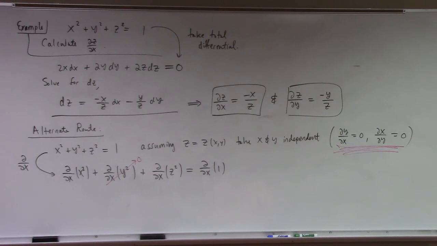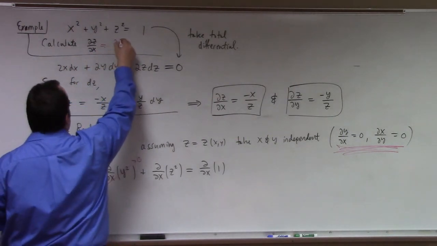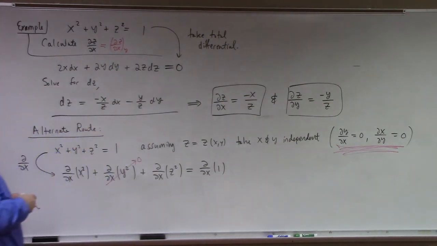You might say my question was not clear because I didn't say x and y were independent variables, right? I just said calculate partial z, partial x. What's the defense of my sloth? The defense is, what else could the other independent variable be? If I'm using z as dependent and x as independent, what are my choices for the other independent variable? This has to mean partial z, partial x, holding y fixed, right? I mean, that's not debatable.